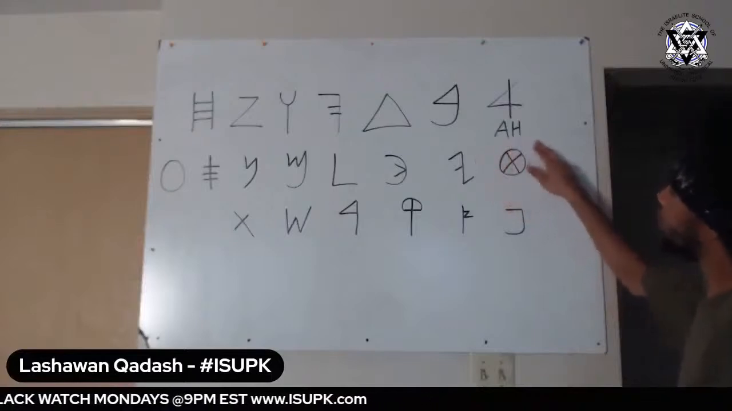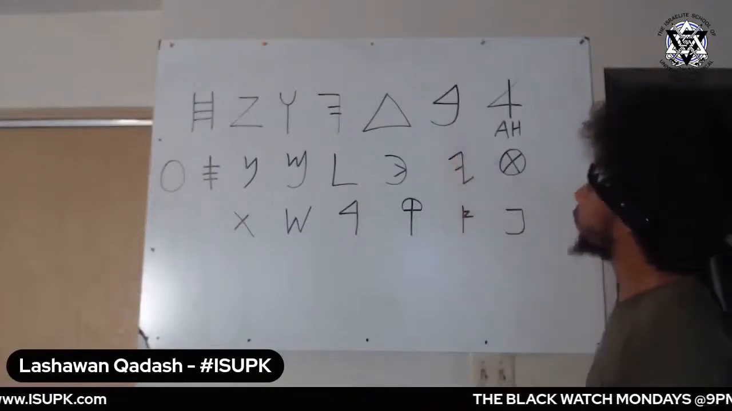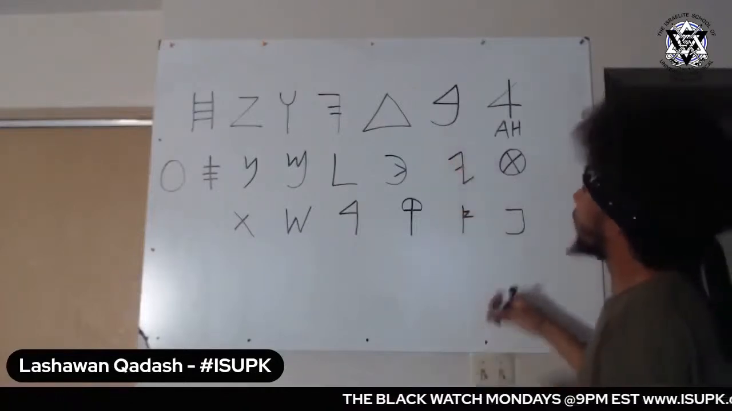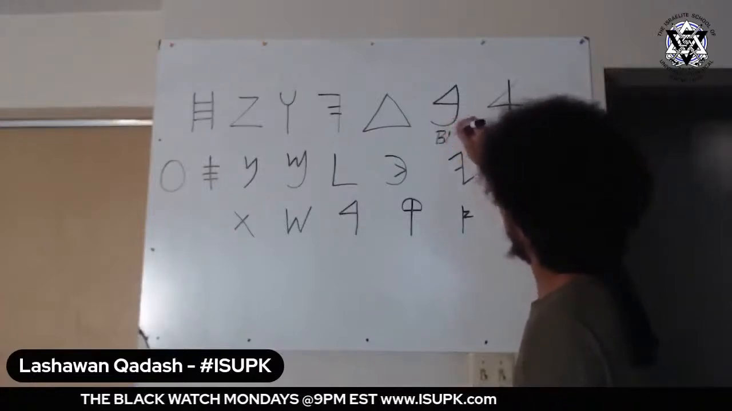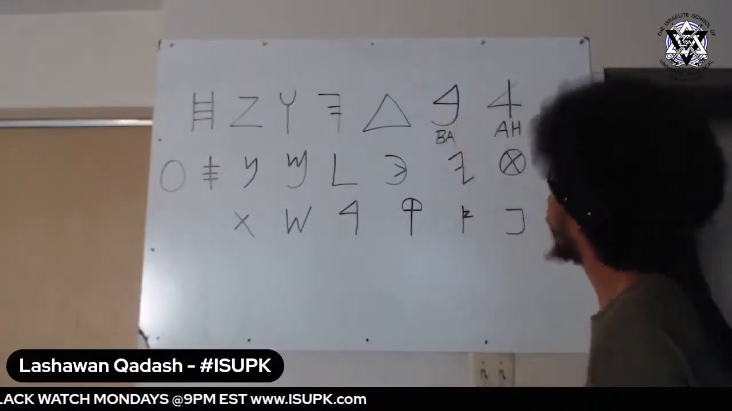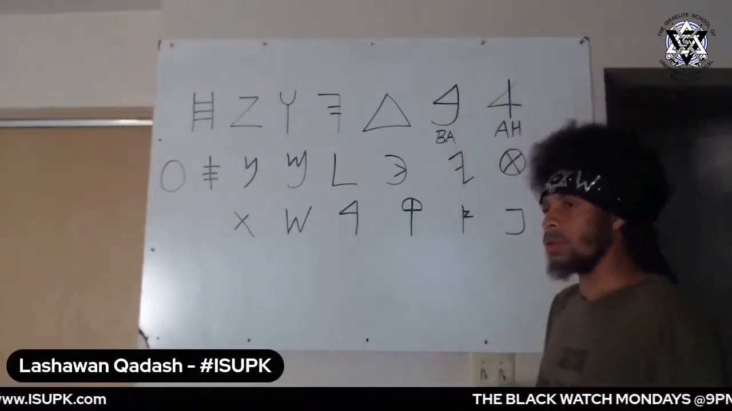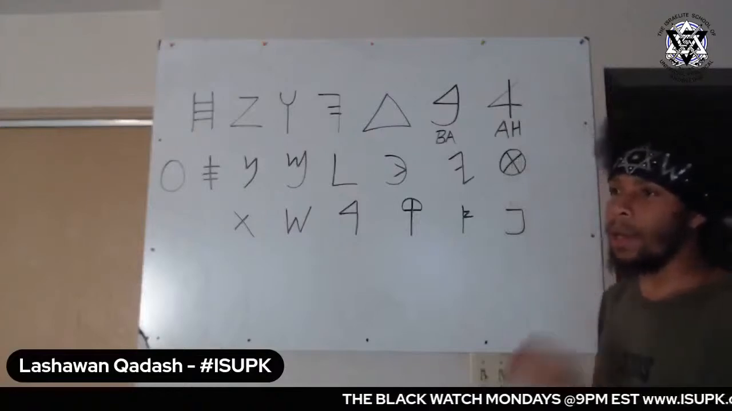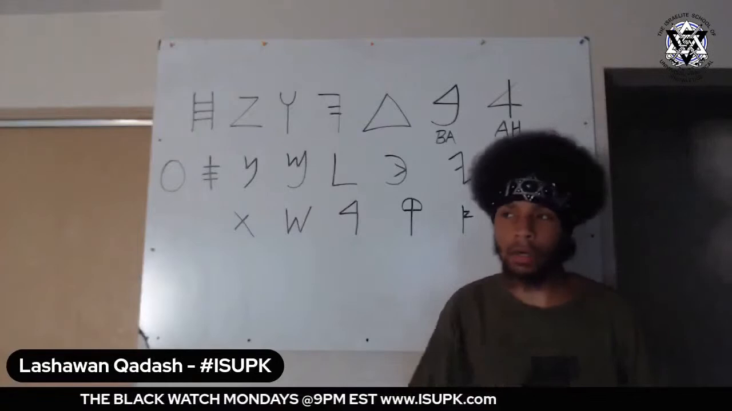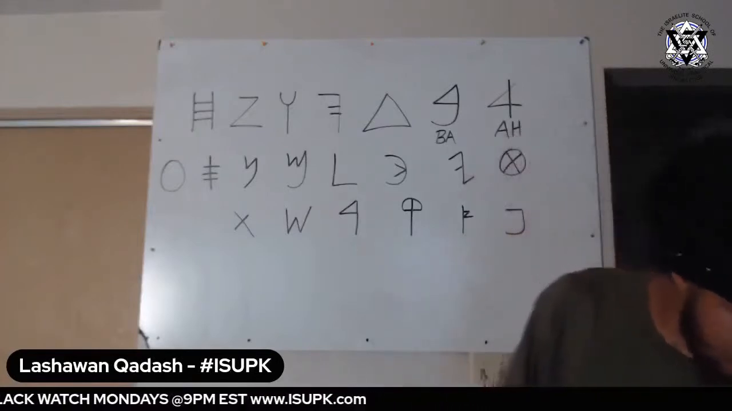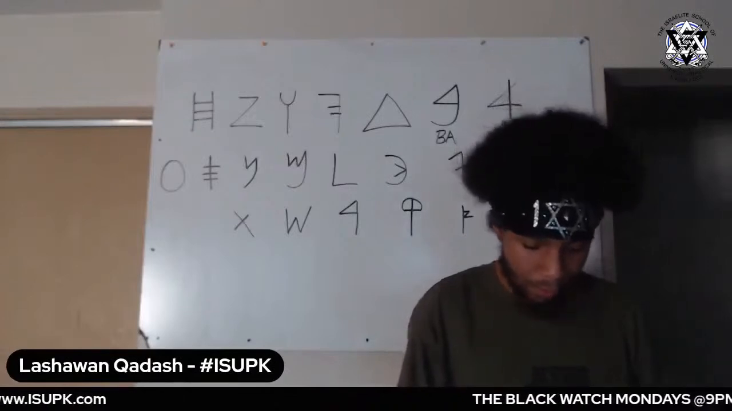Now we have the ba, as in ba. Now let's see, I'll use the word bath. Bath is the ba, the na, and a th. Bath simply means daughter in Hebrew.